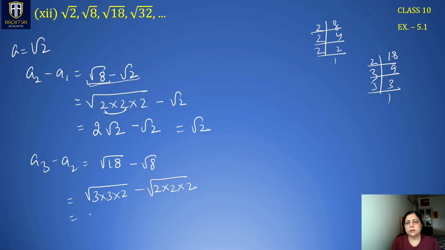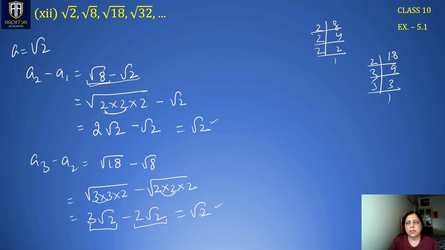So 3 can be taken out: 3 root 2 minus 2 root 2. I have factorized; I have made them mixed surds. This is the irrational part, and 3 and 2 are rational parts. After solving them, 3 root 2 minus 2 root 2 is 1 root 2. So you can say that the common difference is the same.